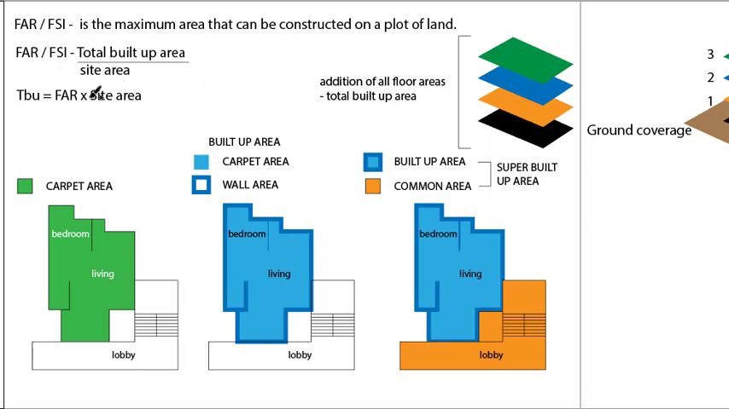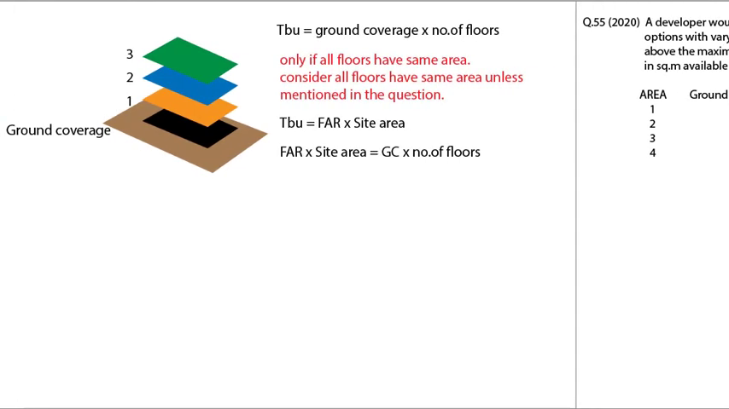And note down these formulas. FAR is equal to total built up divided by site area. Also, if all the floor areas are equal, then total built up area is equal to ground coverage into number of floors.